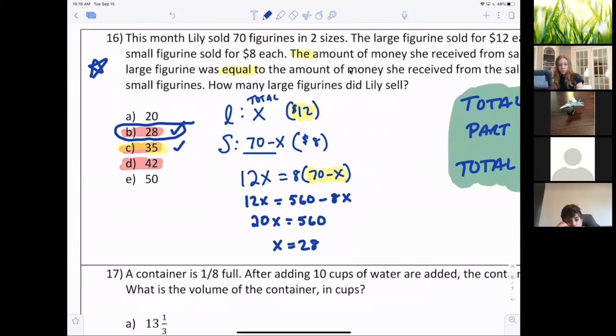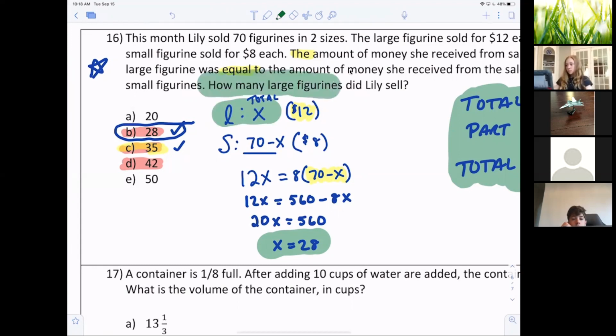So those of you guys who put 42 just found the wrong one, correct? Because x represents what? X represents the large. Do you agree? And they're asking us for the what? They're asking us for the large. So that would be the correct answer.